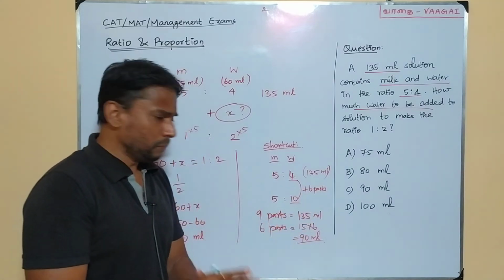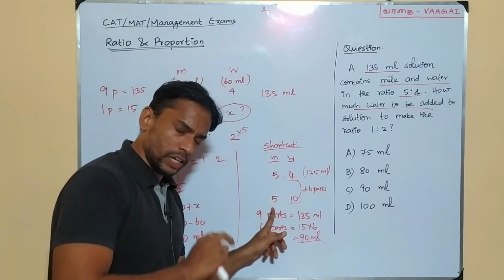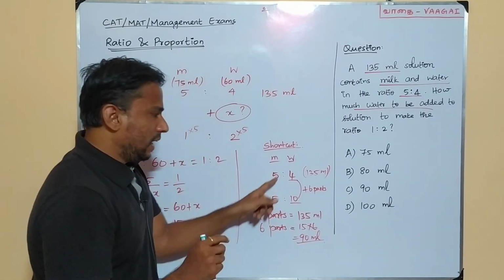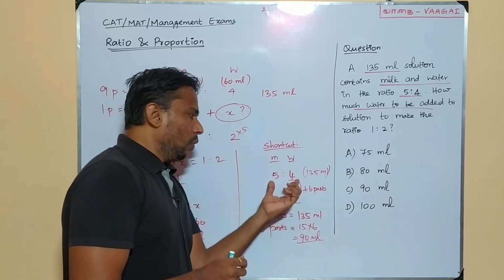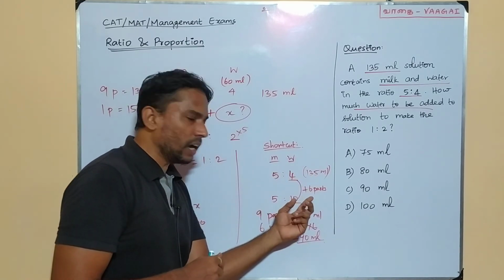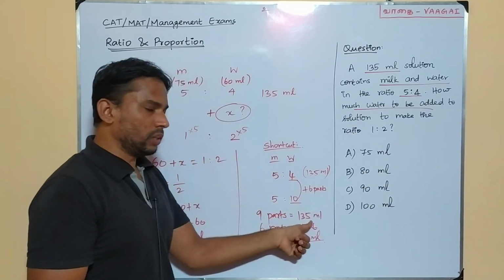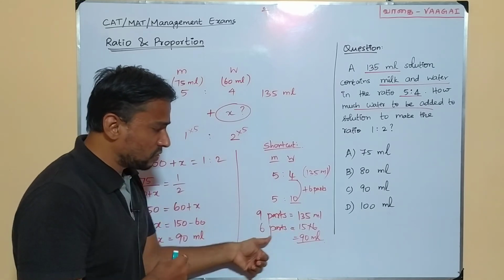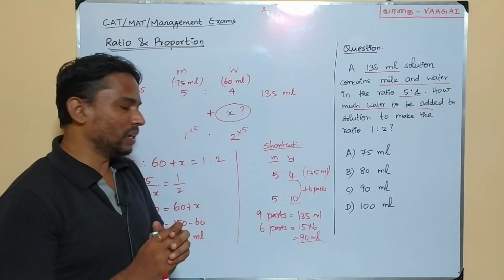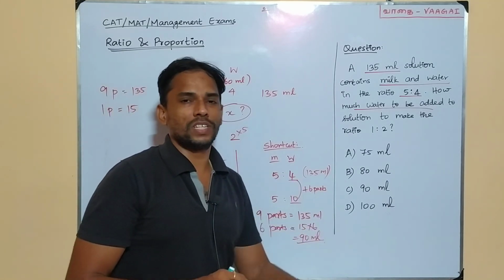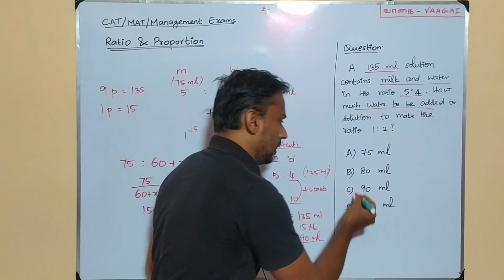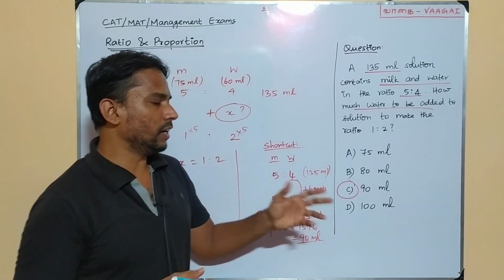So I hope it is clear to you. Initially 5 is to 4. Now the new ratio is 5 is to 10. I'm rewriting it as 5 is to 10 in order to keep the milk the same. And the extra added water is 6 parts. I know 9 parts is 135, given in the question itself, so the extra added 6 parts is how much? 1 part is 15, so 6 parts is 15 sixes, which is 90. That's our answer: 90 ml. So option C, 90 ml, is available.